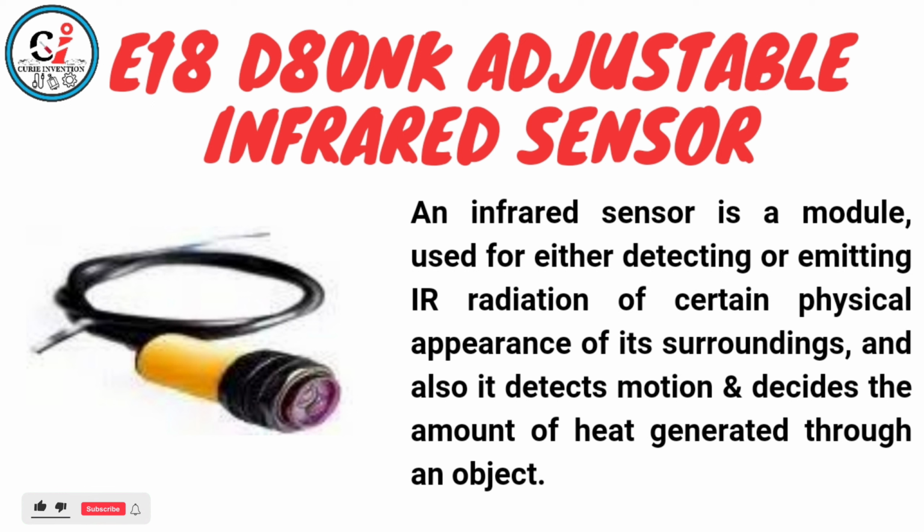E18-D80NK Adjustable Infrared Sensor. An infrared sensor is a module used for either detecting or emitting IR radiation of certain physical appearance of its surroundings. And also it detects motion and decides the amount of heat generated through an object.